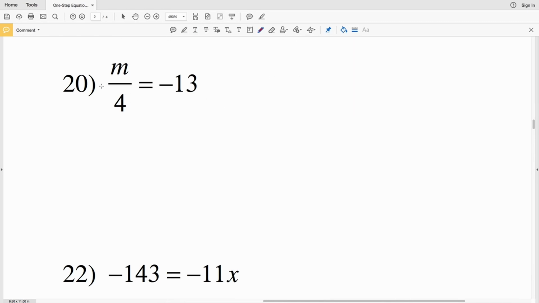Number 20, we have m divided by 4 is equal to negative 13. What we need to do is multiply each side by 4, or 4 over 1, if you'd like to think of the whole number in fraction form. So m is going to be equal to negative 13 times 4, which is negative 52.